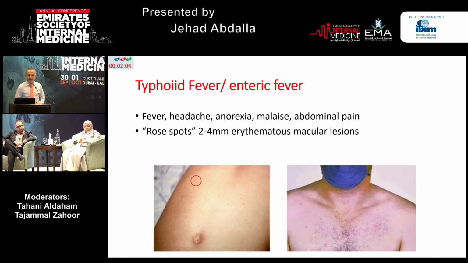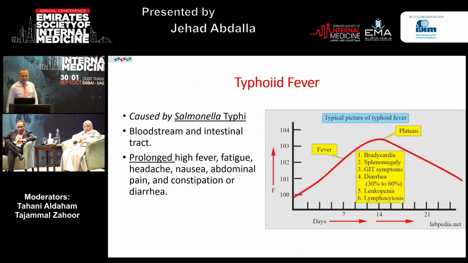What about this guy? Fever, the answer is there. Fever, headache, anorexia, malaise, abdominal pain. And he came with this rose spot, very small ones, 2 millimeters, scattered in the chest wall, in the trunk. What do you think? It's a typhoid fever. It's caused by Salmonella typhi.